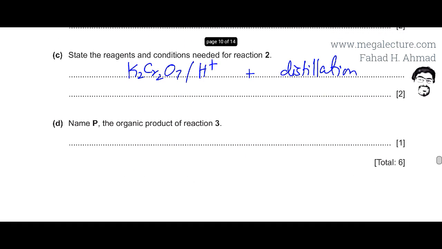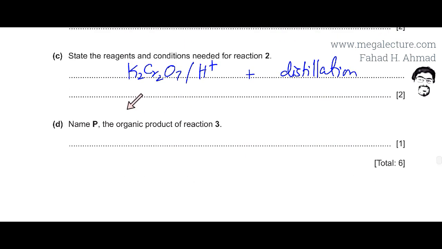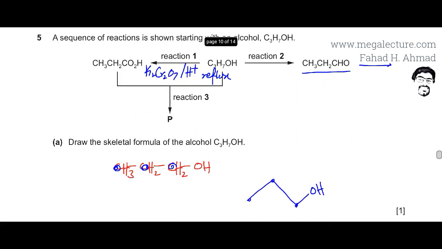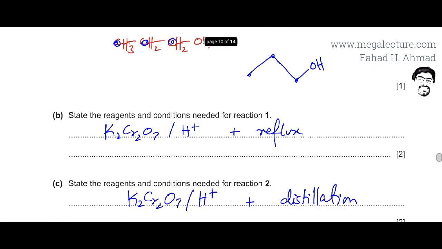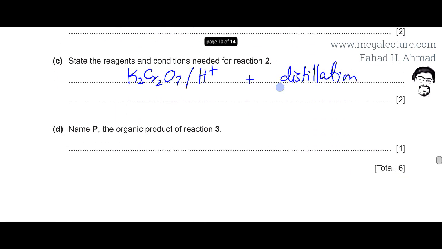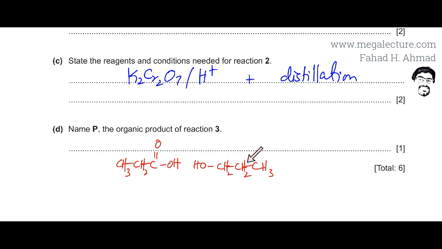Let's move to the next part. The next part is we need to name the organic product P, that is the product of reaction 3. Let's go back and have a look at reaction 3. So there's propanol and there's propanoic acid, and they connect together, and alcohols combine with carboxylic acids to form esters. So I can make that ester over here, and then we're going to try and name it. I've drawn the propanoic acid, and I've drawn the molecule of propanol.